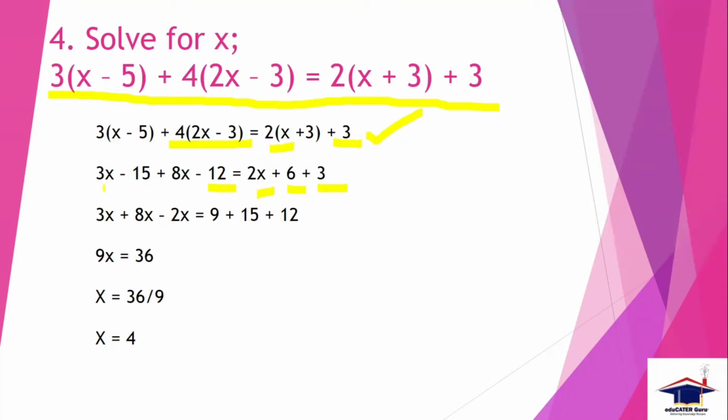Then we have to add all the x on the left hand side. 3x plus 8x. Then on the right hand side 2x is there. That we have to bring to the left hand side, becomes plus 2x becomes minus x. Then on the right hand side we have 6 plus 3, 9, and minus 15 becomes plus 15. Minus 12 becomes plus 12. So 9x is equal to 36. 36 divided by 9 is 4. Hence the value of x is 4.